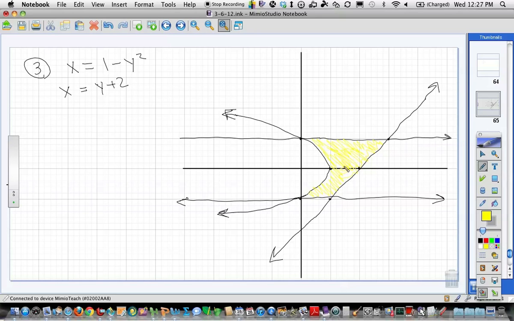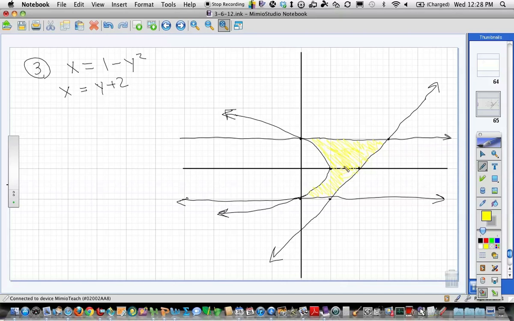If it just said find the area of the region bounded by x equals 1 minus y squared, x equals y plus 2, y equals 1, and y equals -1, there's only one possible region that is bounded by all 4 of those things. It's this region right here. If the problem is worded correctly, there should only be one possible region that fits the description. You have to be able to identify that, and you have to be able to draw those graphs.